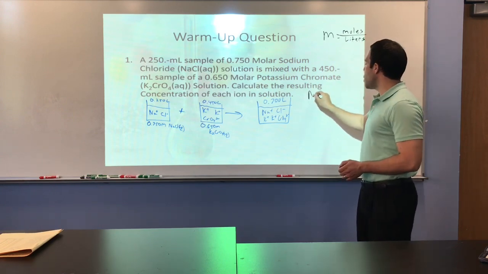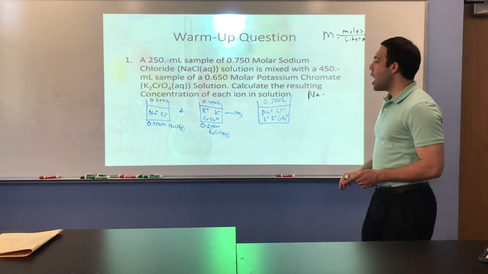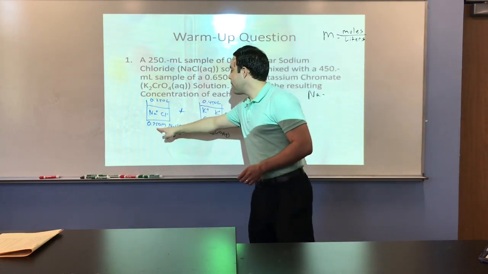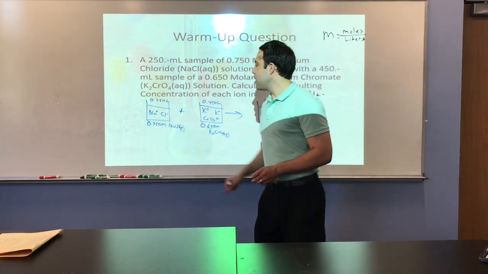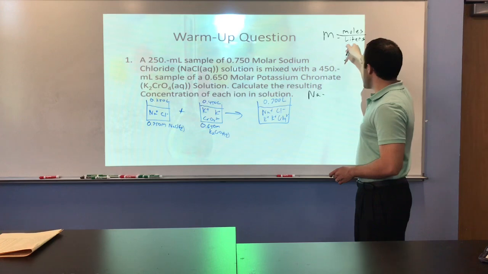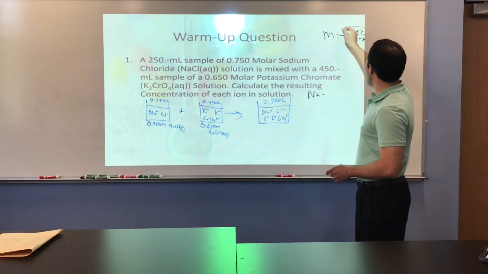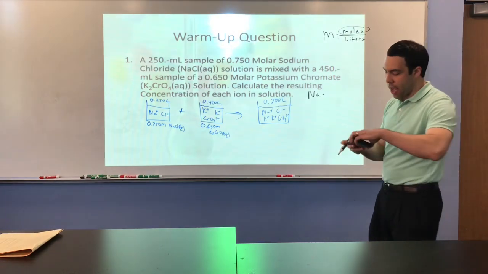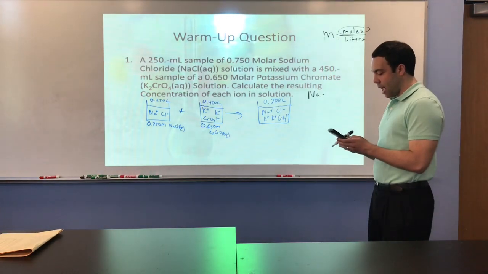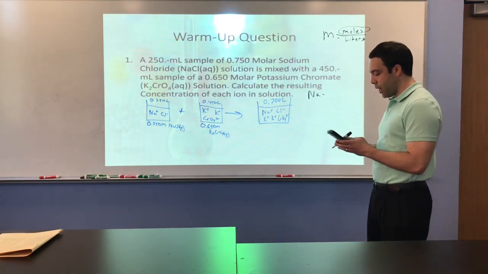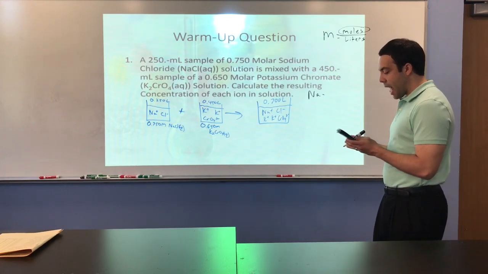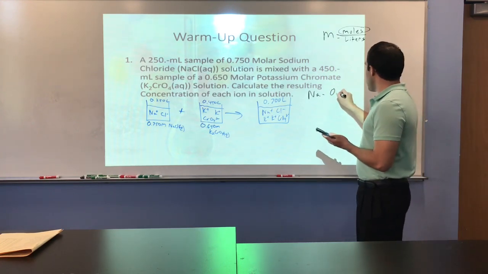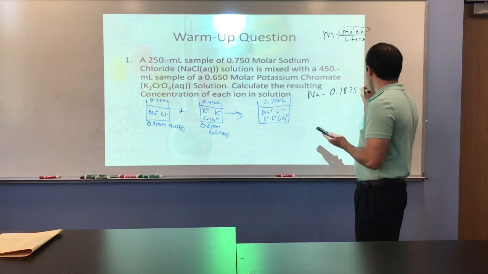Let's start off with sodium, Na. I have the molarity, 0.750 molar, and I have the number of liters. So in order to find moles, I must multiply those 2 numbers together. When I multiply 0.750 times 0.250, I get 0.1875 moles.